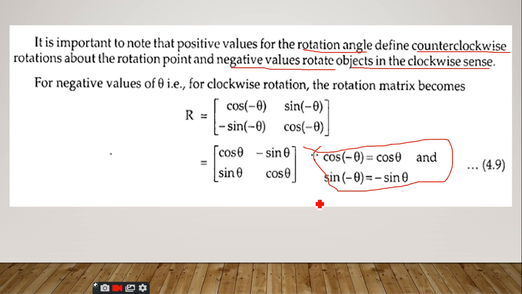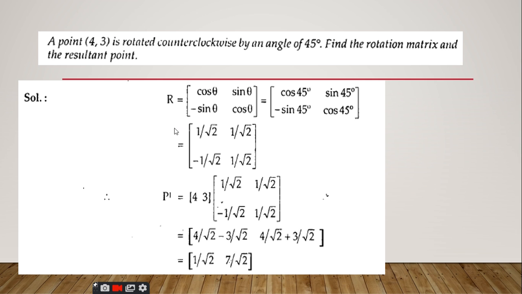When it is moving in a counterclockwise or anti-clockwise direction, then the matrix is cos theta, sin theta, minus sin theta, and cos theta. These are the things we have to remember when we are going to solve problems, whether the point is rotating in a counterclockwise direction or in a clockwise direction. Based on that, we have to use the rotation matrix.